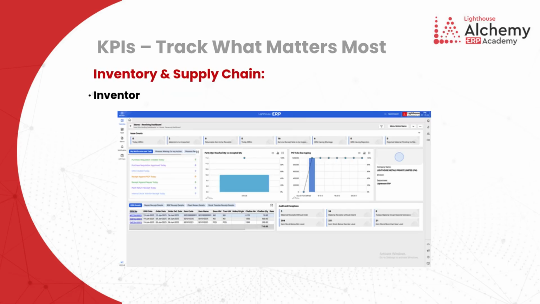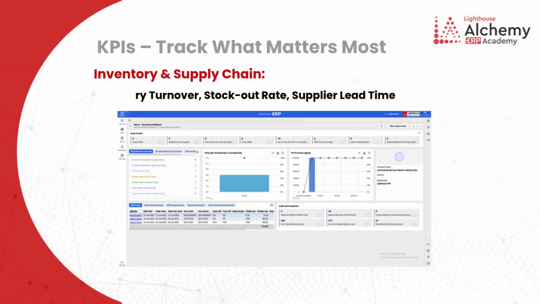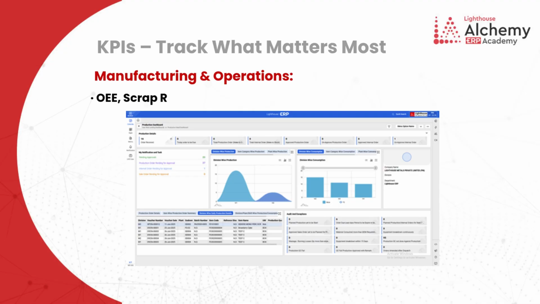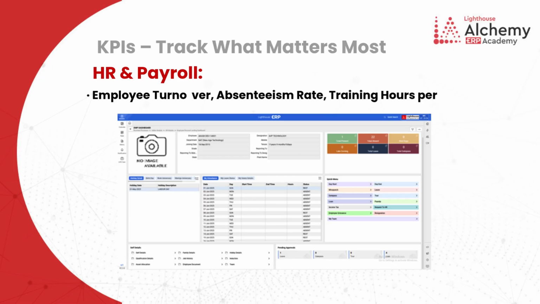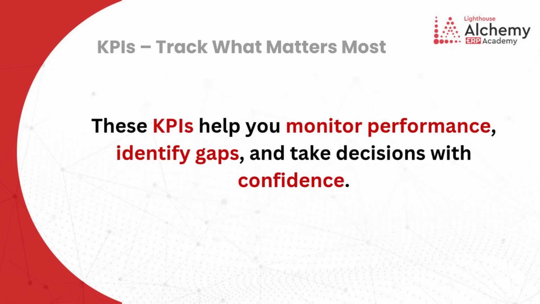receivable. Inventory and supply chain: inventory turnover, stock out rate, supplier lead time. Manufacturing and operations: OEE, scrap rate, on-time delivery. HR and payroll: employee turnover, absenteeism rate, training hours per employee. These KPIs help you monitor performance, identify gaps, and take decisions with confidence.